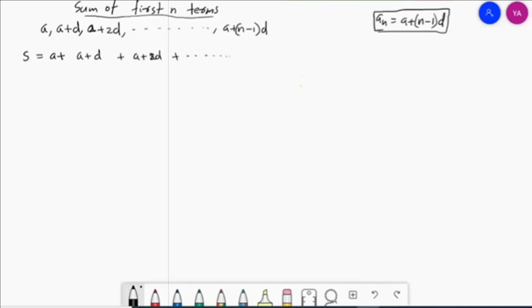Plus we want to add the last term. What will be the last term? A plus n minus 1 d. This is what we want to add.